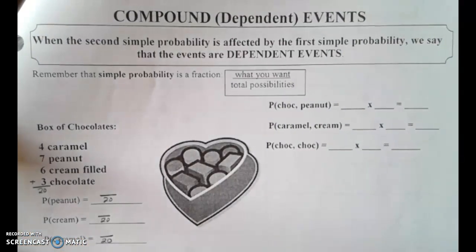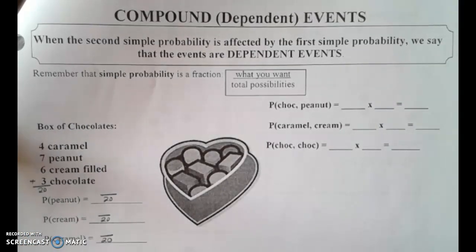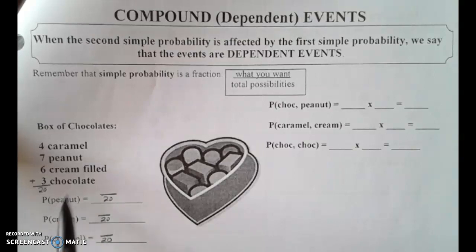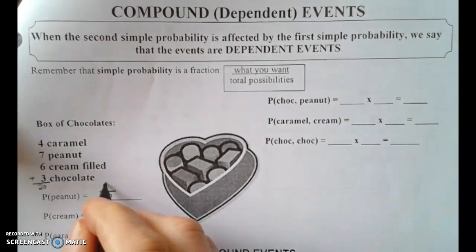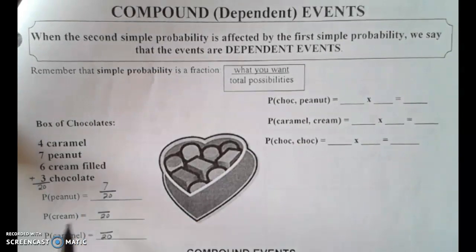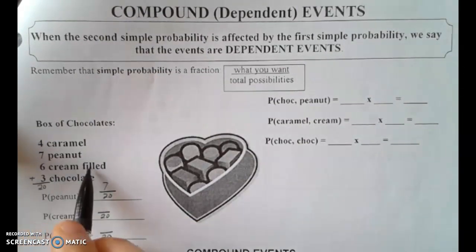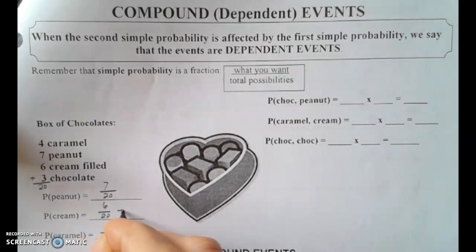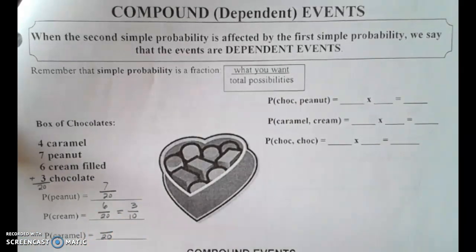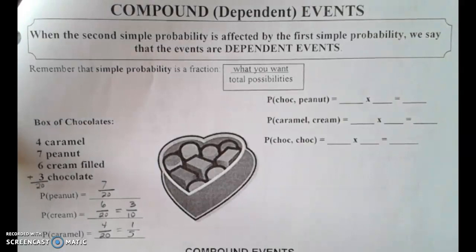Now to find the numerators for each of them, we're just going to look and see how many of those certain types of candies there are. So the probability of getting a peanut candy, since there are 7 peanut candies, is 7 out of 20. To get a cream candy, there's 6 cream-filled candies, so the probability is 6 out of 20, which will simplify down to 3/10. And for a caramel candy, there are 4 of those, so the probability is 4 out of 20, which will simplify down to 1/5. So when you're finding simple probability, you're only looking for the probability of one event.